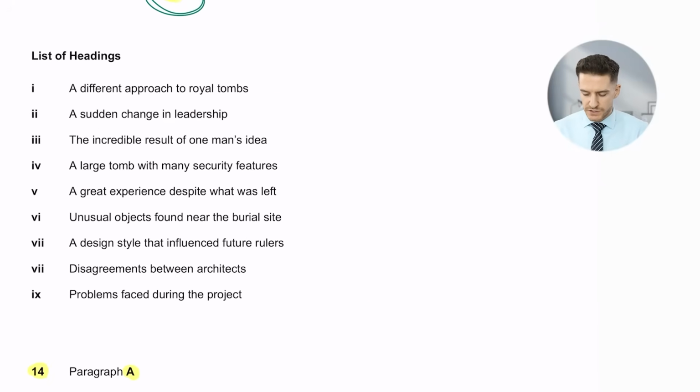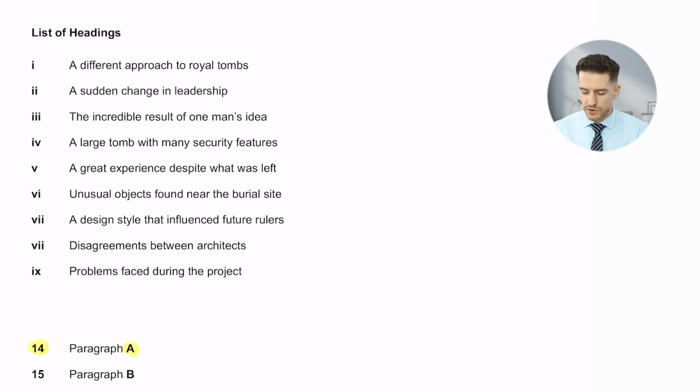So here they are. So what we need to do is just quickly go through them one by one and think about which is the best choice for paragraph A. So a different approach to royal tombs. No, doesn't really say that. A sudden change in leadership. No. The incredible result of one man's idea. Well, that looks very close to what we talked about, so we'll quickly circle that. Now, let's keep going. A large tomb with many security features. Well, no, it doesn't really talk about security.